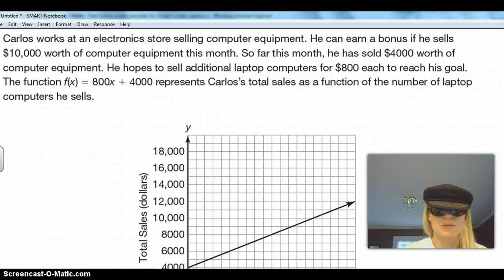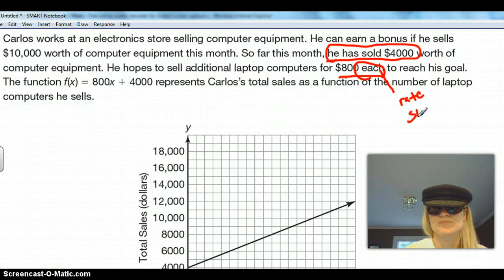So if I went back and looked through this, keywords here, okay? He has sold. So this is how much money he has sold right now. And then this $800 each, the word each should tell you that that is a rate. And another word for rate is slope. So if you look over to this equation here, here's my slope, 800, 800 each. Here's the 4,000 that he already sold. So they just put these things into slope-intercept form. Remember, the function of x is also just y. So y equals 800x plus 4,000.